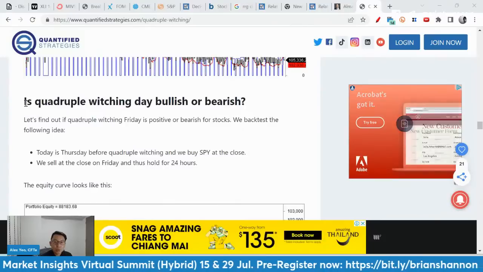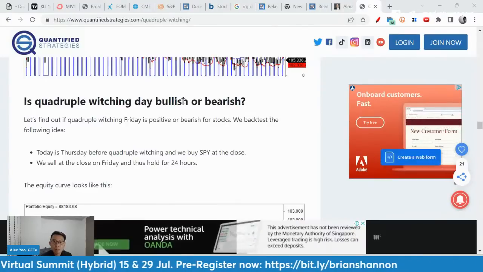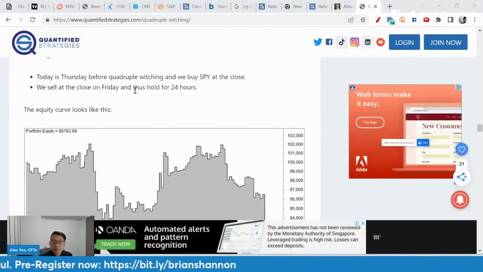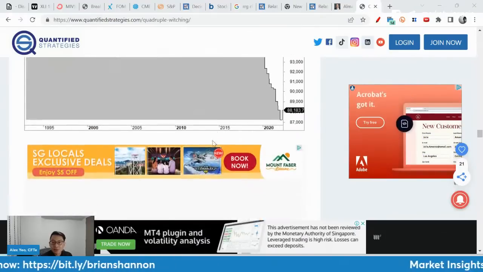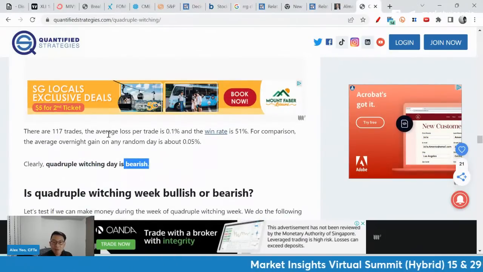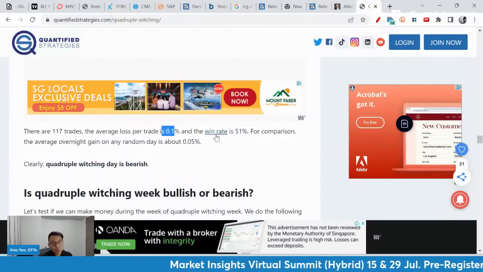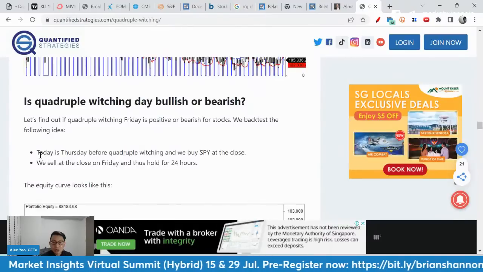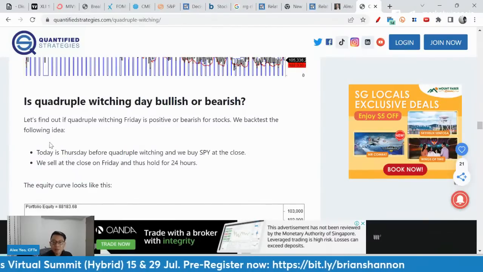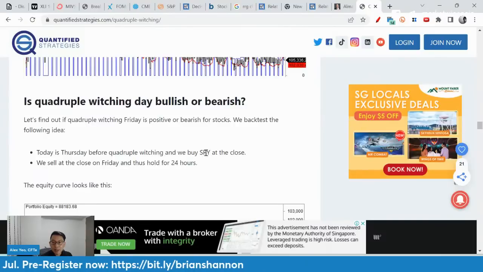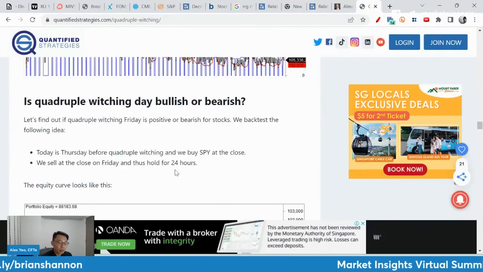So is quad witching day bullish or bearish? On the day itself, can you see the equity curve looks like that? So you can see that it is actually bearish. The average loss per trade is 0.1% and the win rate is only 51%. How they do that is they assume you buy at the close on Thursday, before the expiration, and close on Friday itself, holding for 24 hours.